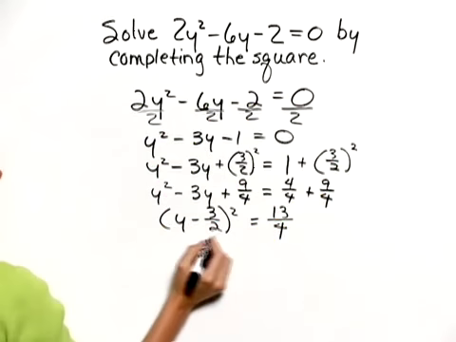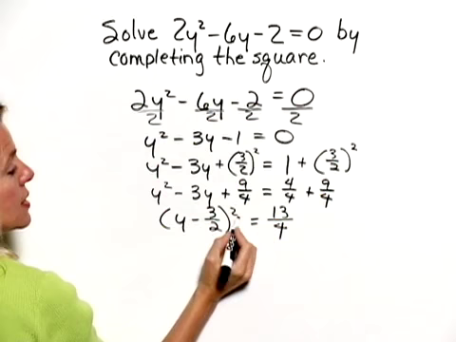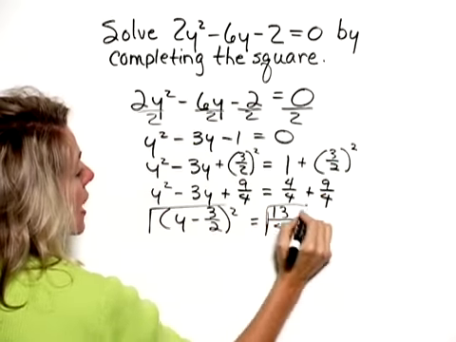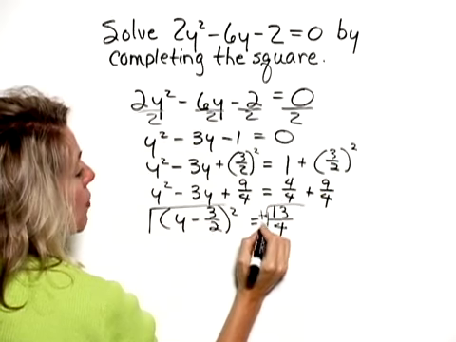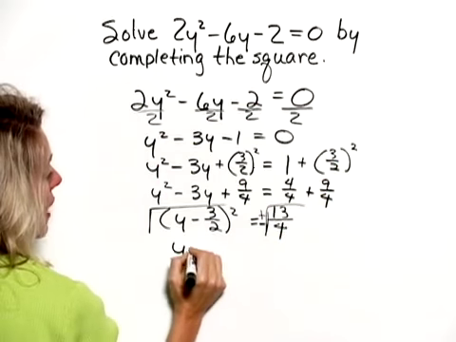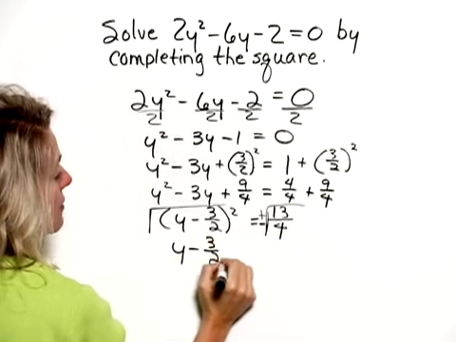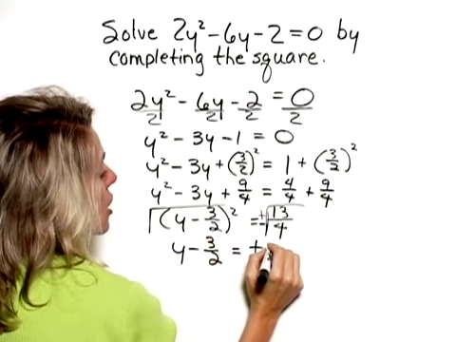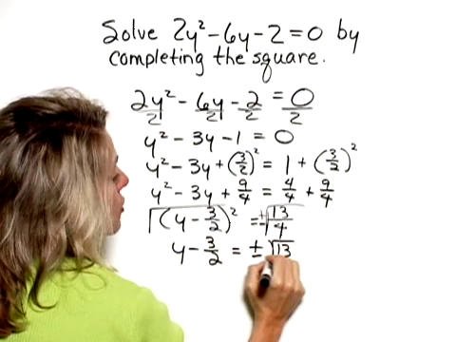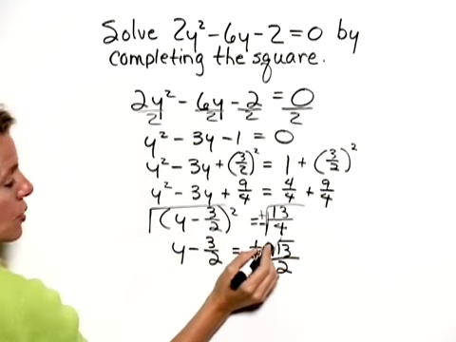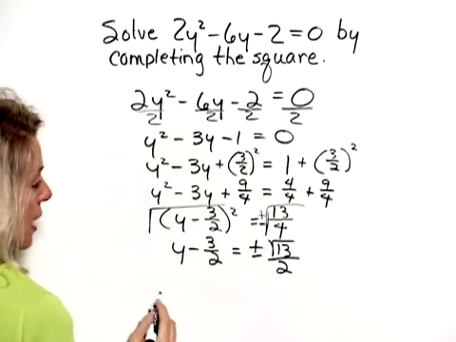So to get y by itself, we need to get rid of this square here. And to do that, we take the square root of both sides, remembering to take both the positive and the negative square root of 13 over 4. So that gives us y minus 3 halves on the left-hand side and a plus or minus square root of 13 over 2 on the right-hand side. I went ahead and took the square root of the 4 in the denominator.